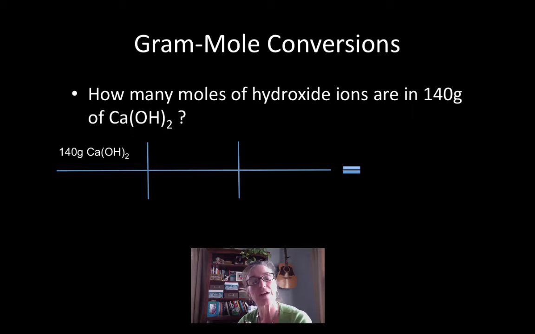So I put my given amount, 140 grams of calcium hydroxide, into my picket fence. Now notice this time it's not asking me for moles of calcium hydroxide, but it's going one step further and it wants to know how many hydroxide ions are in 140 grams of calcium hydroxide. So this is going to require 2 equivalences. My first equivalence is going to tell me the relationship between grams and moles. So I make my equivalence into a ratio.